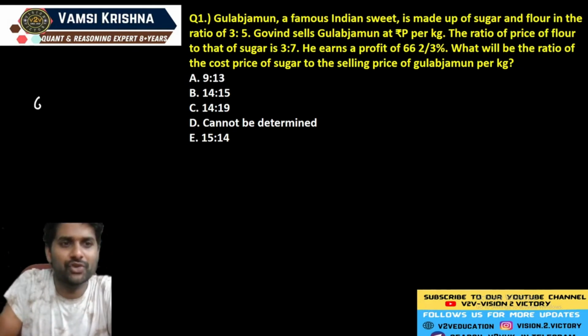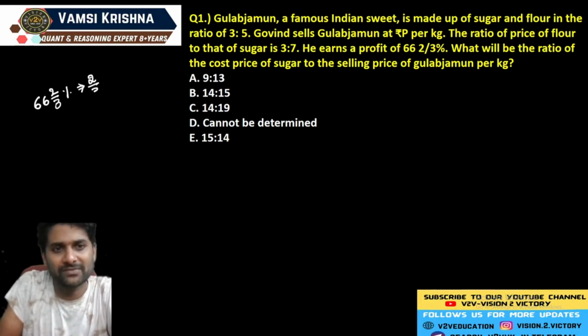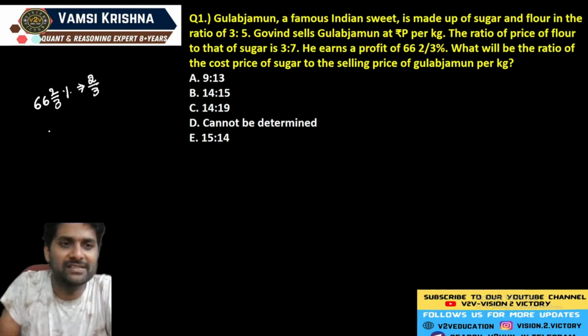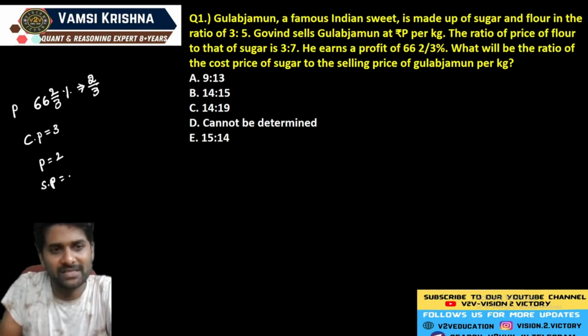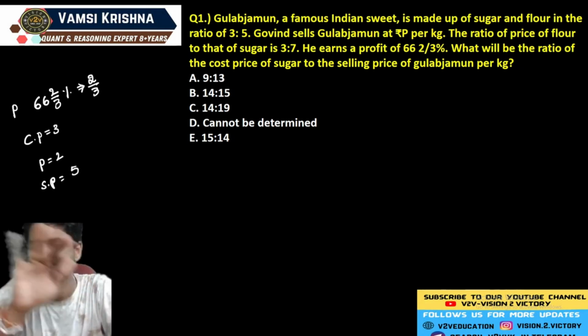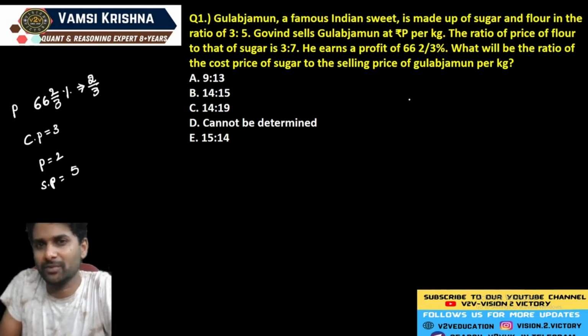Guys, first you should identify the fraction value of 66 2/3 percent. 66 2/3 percent becomes 2/3 as a fraction. It means, for example, they clearly mention that it makes a profit. If cost price is equal to 3 units, the denominator is always the cost price. Here profit is 2 units, so definitely selling price is equal to 5 units, guys. You can compare those values in this way.